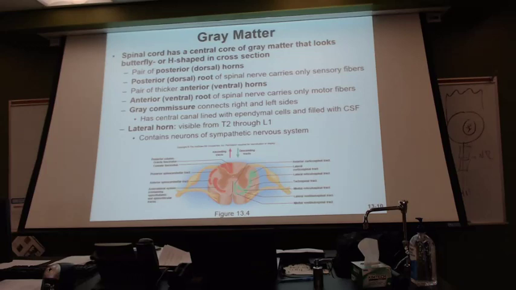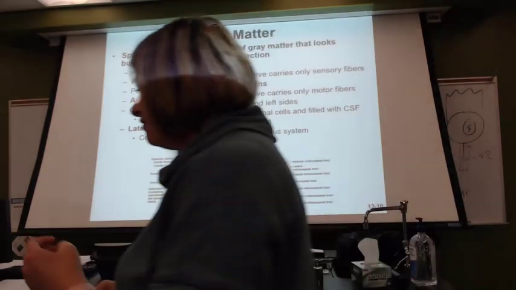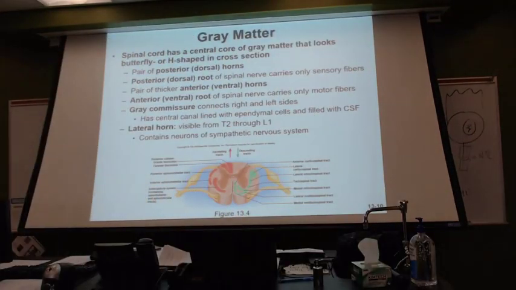Ascending tracts. What direction is that? Up. Ascending tracts are what we refer to as those fibers and grooves and all that sort of stuff that will be moving information up the spinal cord.